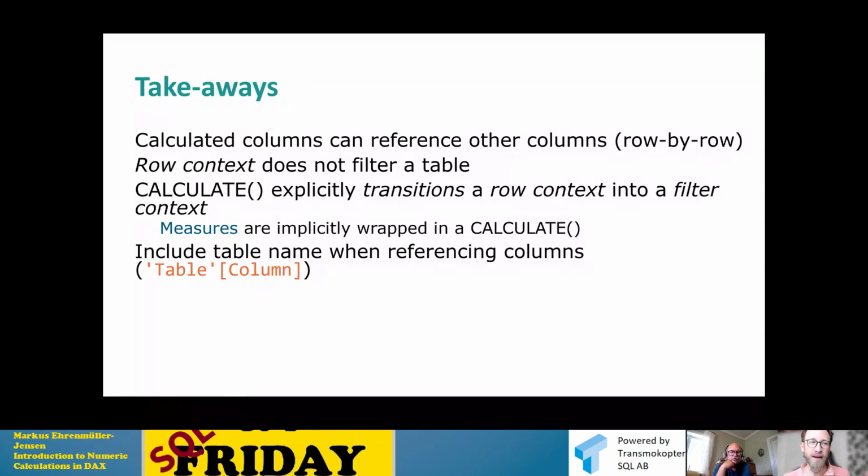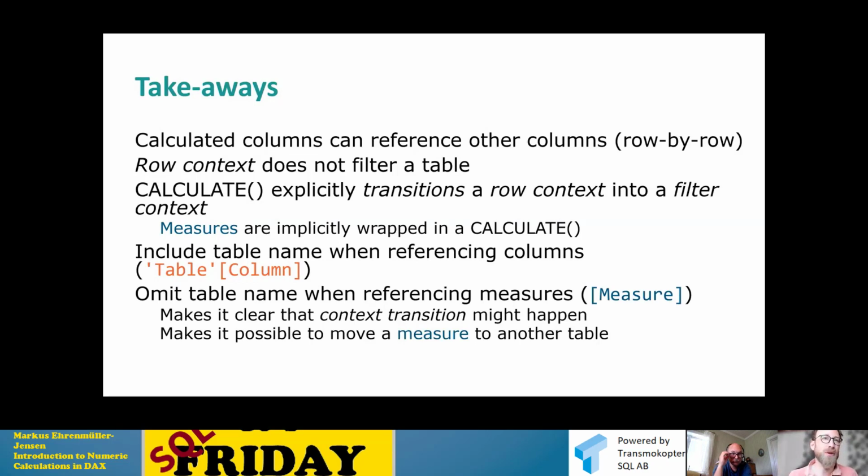That's the reason why I recommend to always use the table name for the columns, even if it's not strictly necessary. If you refer inside of one table, it's not syntactically necessary to mention the table, because I'm in the sales table. I can just refer to the other column in the sales table without naming the table. But you should, because it makes it easier to recognize whether this is a column or a measure. And for measures, you should always omit the table name. So we know that there's a measure.